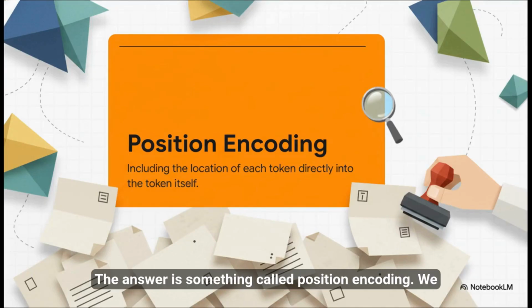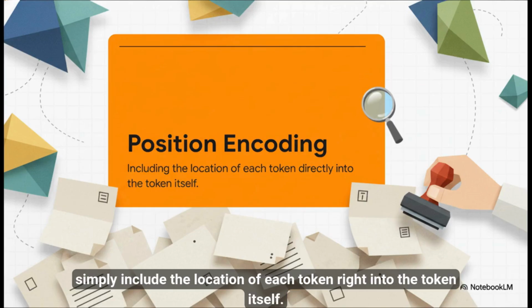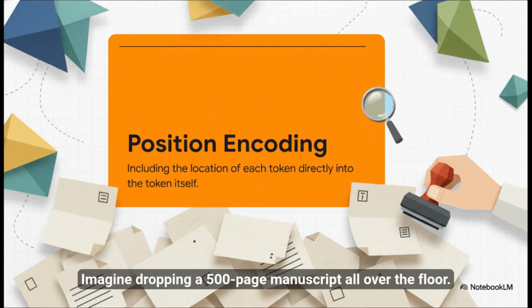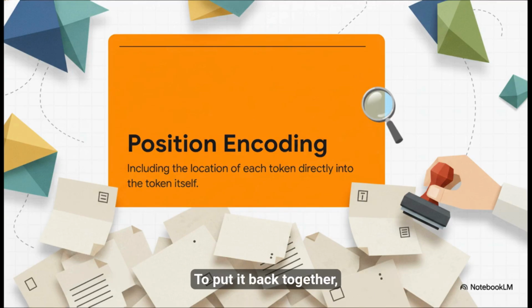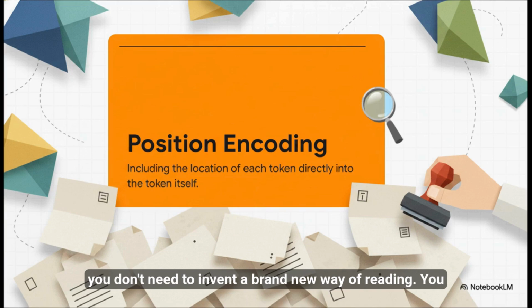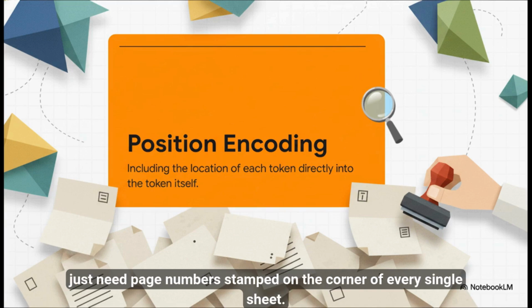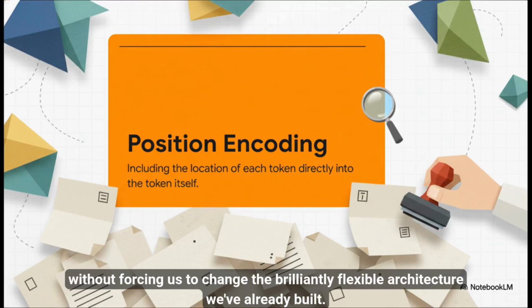The answer is something called position encoding. We simply include the location of each token right into the token itself. Imagine dropping a 500-page manuscript all over the floor. To put it back together, you don't need to invent a brand new way of reading. You just need page numbers stamped on the corner of every single sheet. Position encoding is that stamp. It completely restores the sequence order without forcing us to change the brilliantly flexible architecture we've already built.